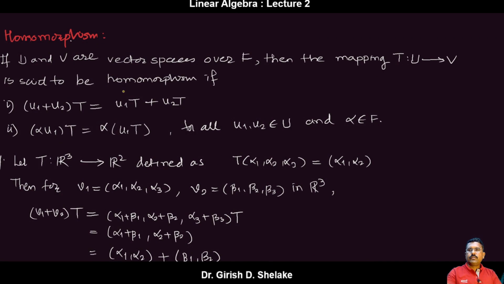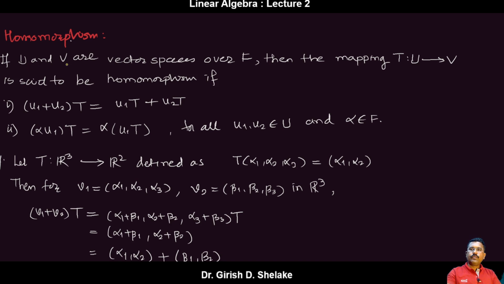In the first lecture, we have seen the definition of a vector space and its subspaces with some examples. In this lecture, we start with the definition of homomorphism from vector space U to V.